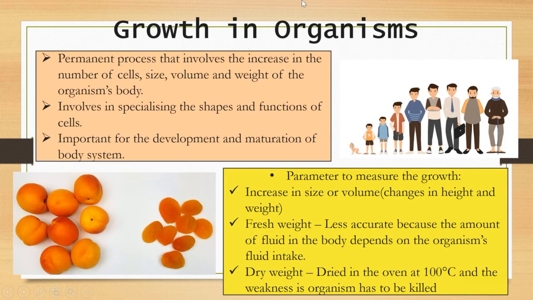Now we go to the growth in organisms. What does it mean by growth? Growth is a permanent process that involves the increase in the number of cells, size, volume, and weight of the organism's body. So I repeat, growth is a permanent process. It is an irreversible process.